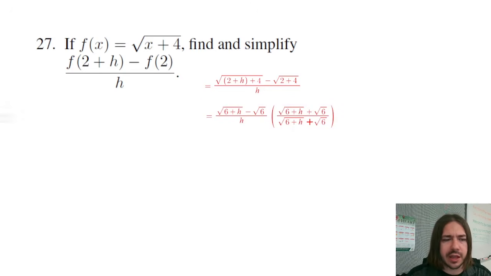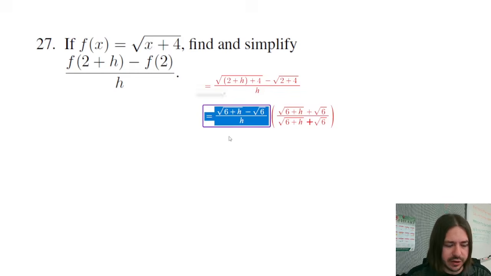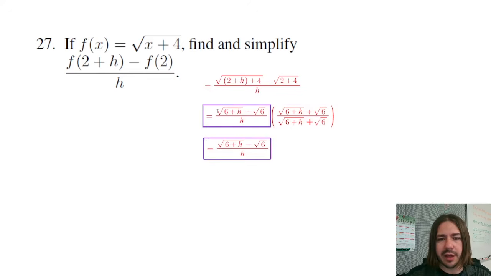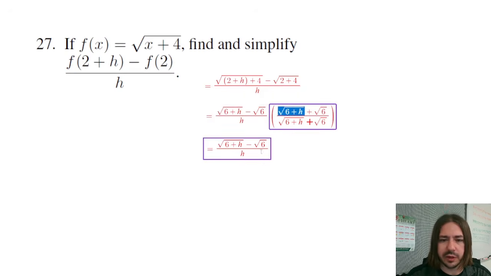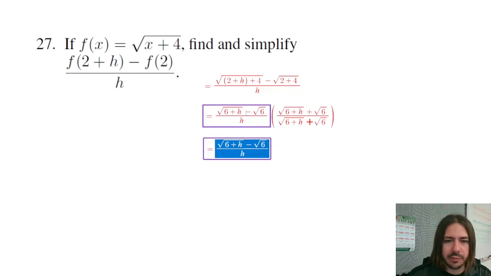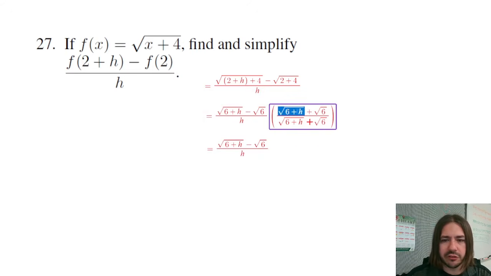So when I go ahead and multiply this out, what I need to do is multiply this by this, this by this, and then I'll also distribute the negative root 6 to both of these as well. So I'm going to end up getting the square root of 6 plus h times the square root of 6 plus h, which is just 6 plus h.